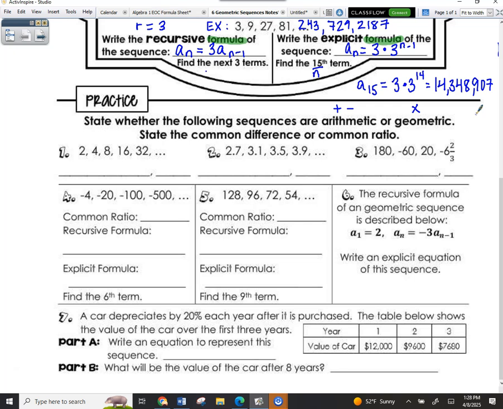Compare your answers for number 1 and 2 with a friend. Compare your answers, 1 and 2. Any questions on 1 and 2? Yes? No? What'd you get for 1?